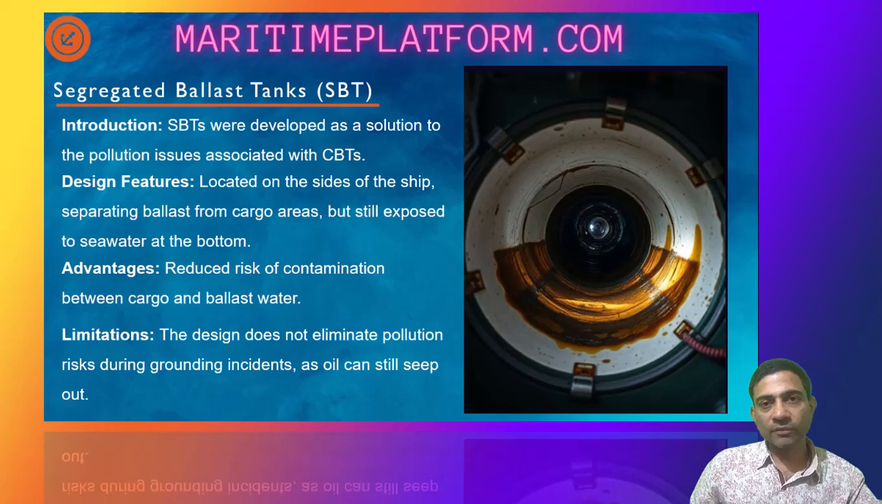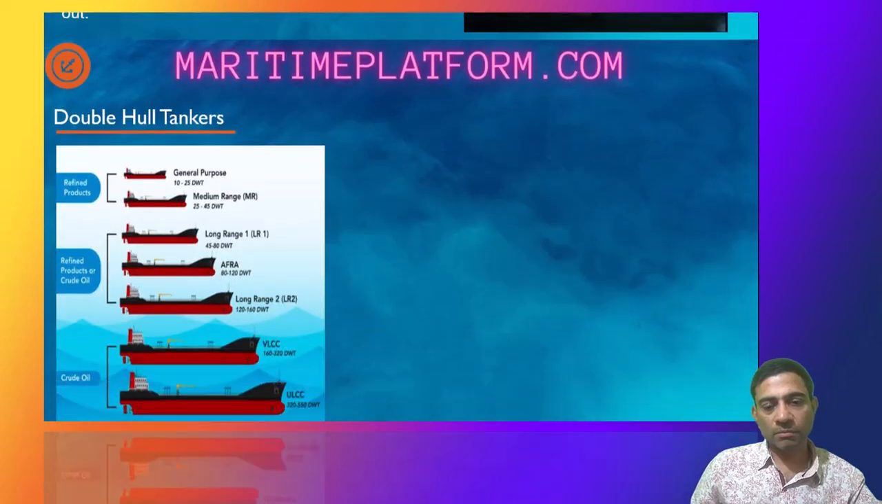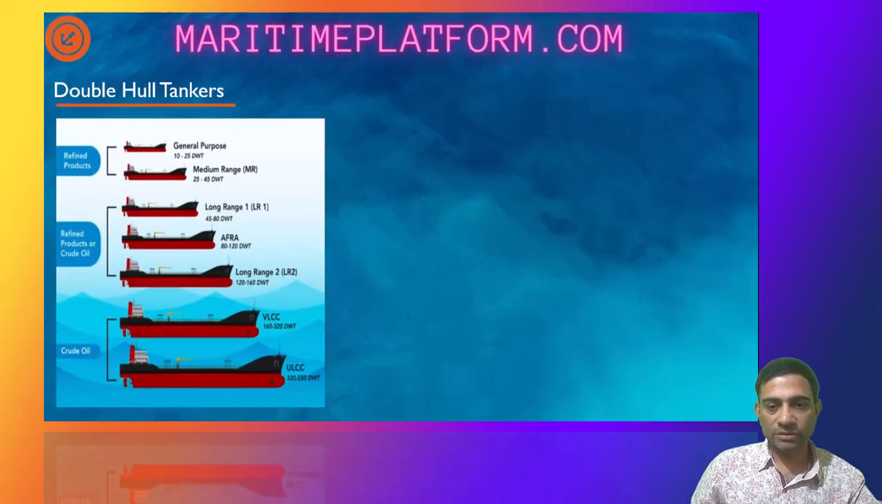Again, if the vessel grounds, as I told you, the bottom is still open to the sea and it is directly connected to the cargo tanks. So if there is a grounding, it is still possible that the bottom might get ruptured and the oil will seep out to the sea. So here comes the next advancement in the ballast tank design, which is called the double hull tankers. Double hull, the name itself signifies there are two hulls, one outside, one inside. Inside the second hull there was cargo, and in the outside hull there was ballast water.